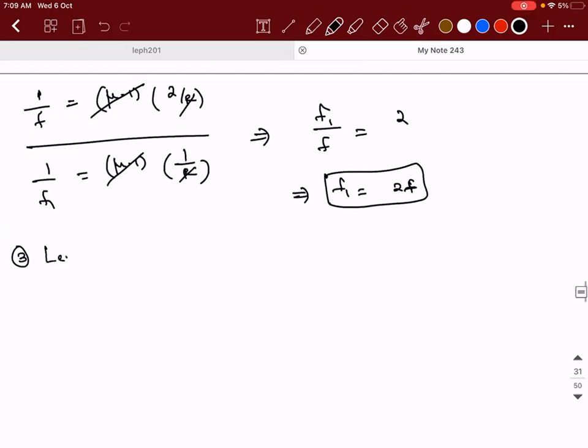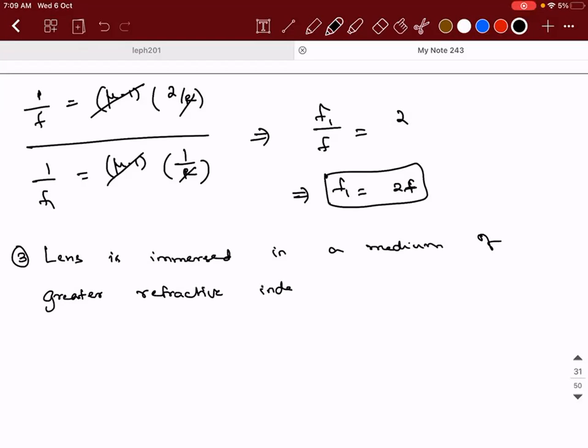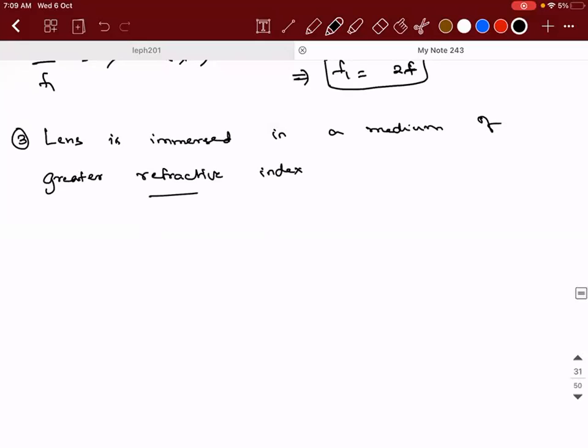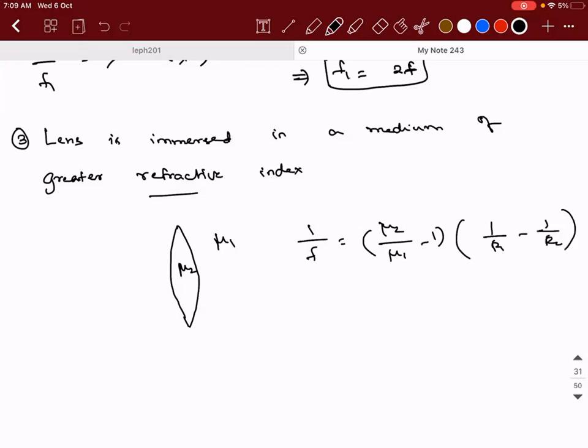Now what will happen if the lens is immersed in a medium of greater refractive index? If the lens is mu2 and the outside medium is mu1, what is the formula? 1 by f is equal to (mu2 divided by mu1 minus 1) into (1 by r1 minus 1 by r2).